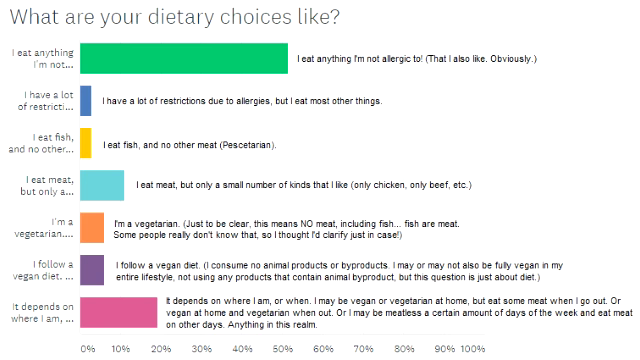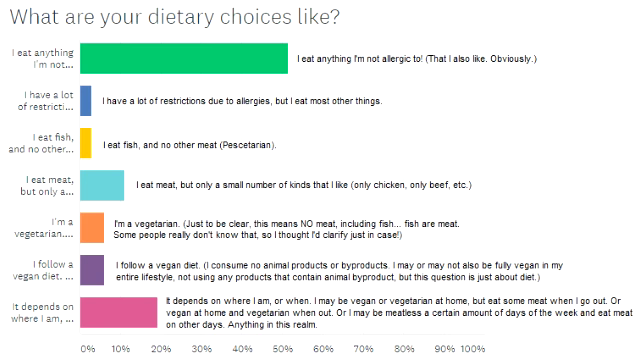And then I clarified that means no fish, because I do know a lot of people who for some reason think that fish don't count as meat, so they identify as vegetarian, but then you find out they eat fish, and I'm like, no, that's different. So vegetarian, no meat, but other animal products. The next one was I follow a vegan diet, meaning I consume no animal products or byproducts. I may or may not also be fully vegan in my entire lifestyle, not using any products that contain animal byproduct, but this question is specifically about diet.